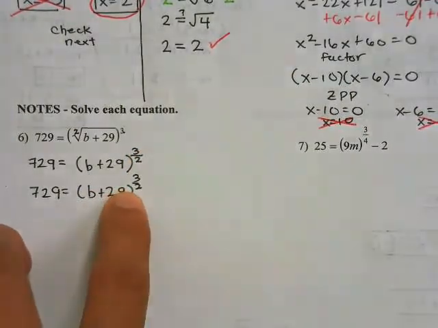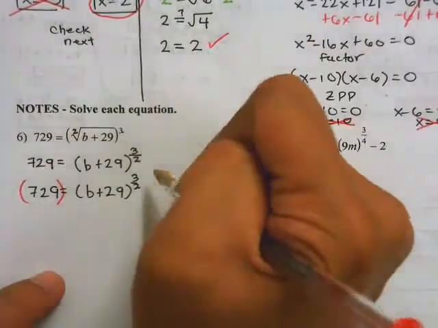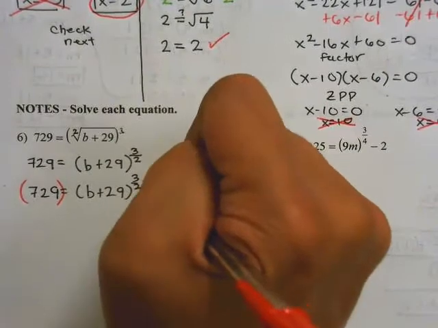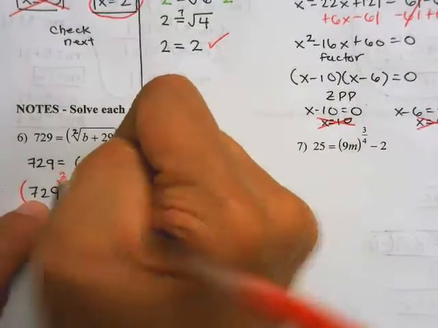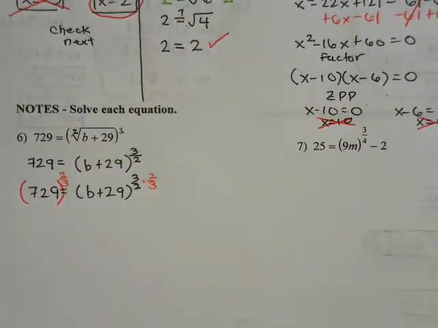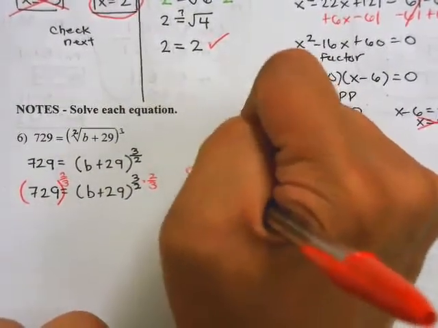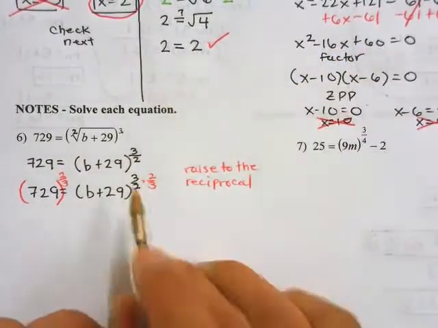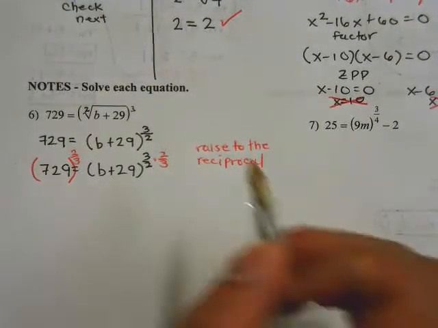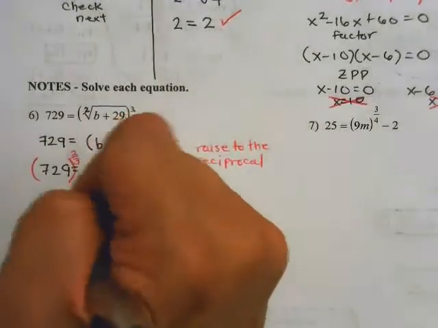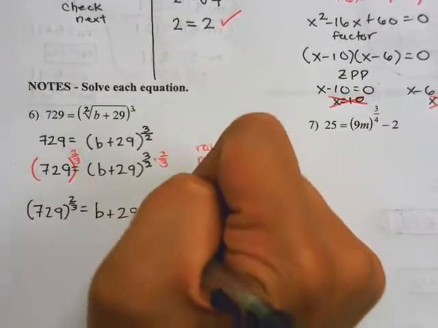To undo your fraction exponent, you're going to raise it to the power of its reciprocal. So the reciprocal is going to be 2/3, and you're also going to raise the left side to the 2/3. Raised to the reciprocal of this fraction exponent, they undo each other. On the left, you have 729 to the 2/3, and on the right, you have b plus 29.